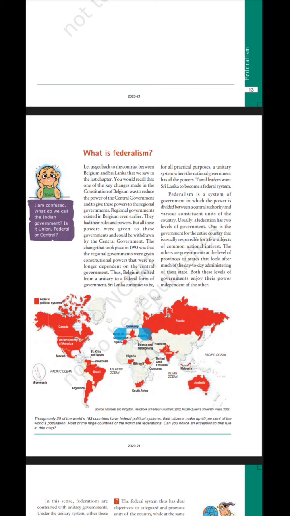Though only 25 of the world's 193 countries have federal political systems, their citizens make up 40% of the world's population. Most of the large countries of the world are federations. Can you notice an exception to this rule in this map?